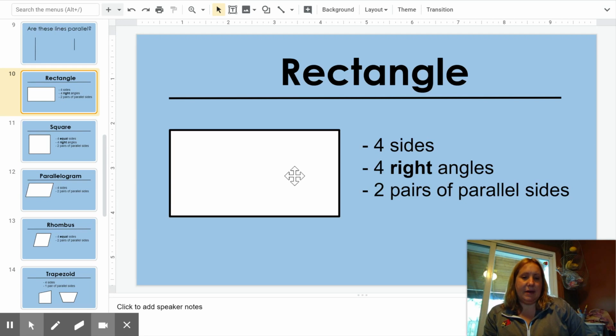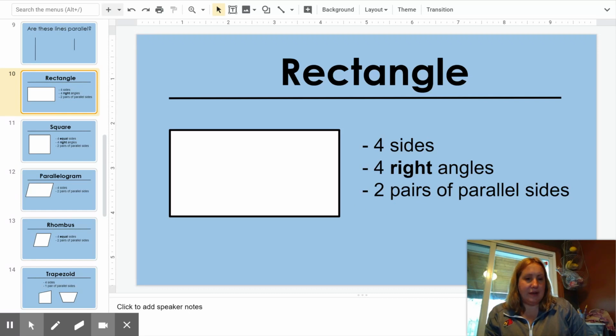Other special things about a rectangle is that it has four right angles. So if you look inside that rectangle, you can see that every one of those angles look the same, and they all have that right angle like we talked about earlier. You'll also notice in a rectangle it has two pairs of parallel sides.